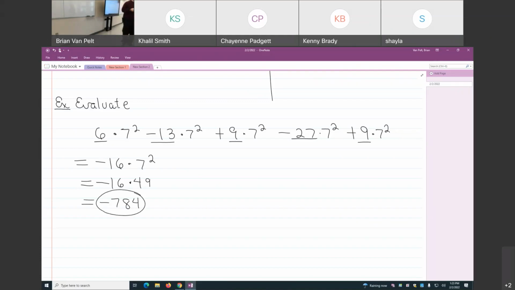So what I've done though is I've made use of something in here, a phrase that you probably heard before called like terms. Have you heard that phrase? What we did is we made use of like terms. Every 7 squared term is a like term.